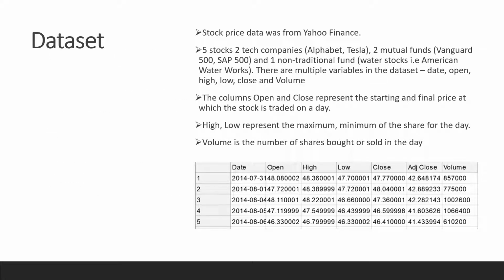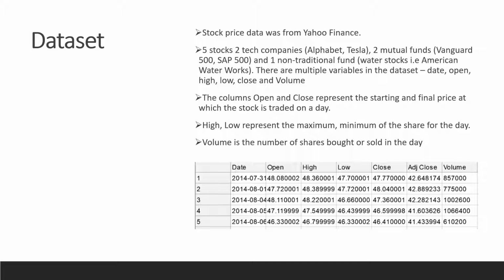The data set that we have chosen is from Yahoo Finance, yahoofinance.com. Again, as I said previously, we have 5 stocks. I've made it diversified so that we don't have our risks concentrated from the beginning. This was an intuitive call. So 2 tech companies, Google and Tesla, Vanguard 500 and S&P 500 mutual funds, and the water stock, American Waterworks.